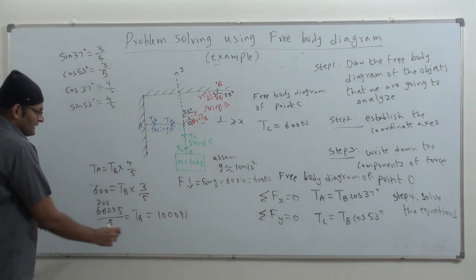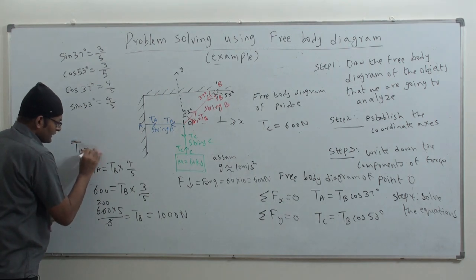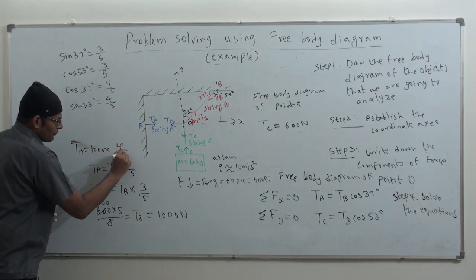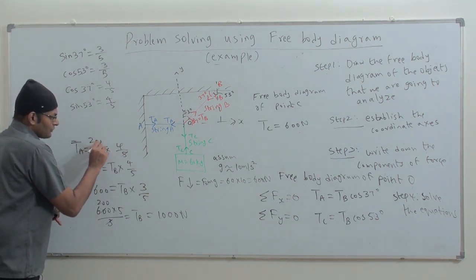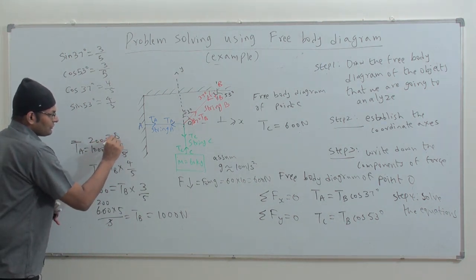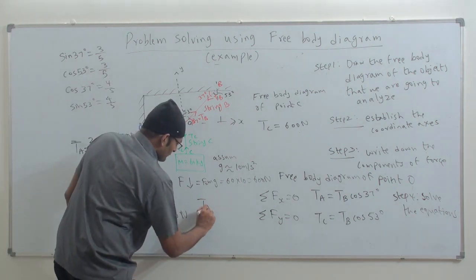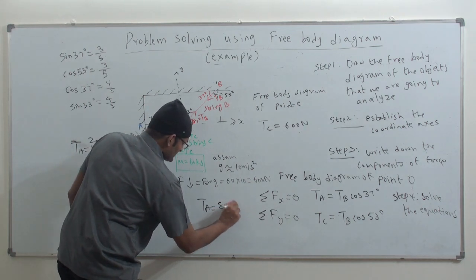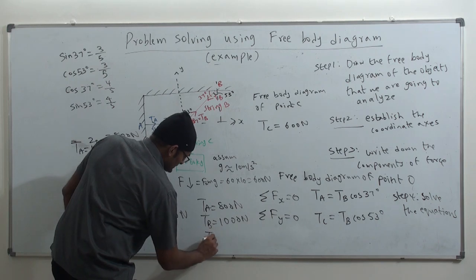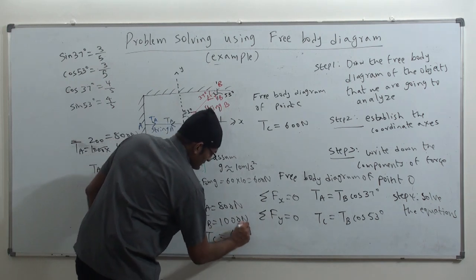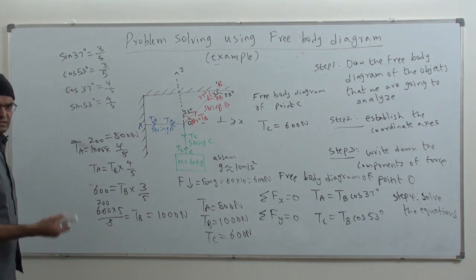The same way, what is TA? TA is equal to 1000 into 4 by 5. So what do I get? The 5 cancels. 5000 divided by 5 is 200, so I get 800 newtons. So what is the final answer? You get TA is equal to 800 newtons, TB is equal to 1000 newtons, and TC is equal to 600 newtons. I hope you got an idea how to solve this problem. It's very simple. In the coming classes we will be discussing this problem.